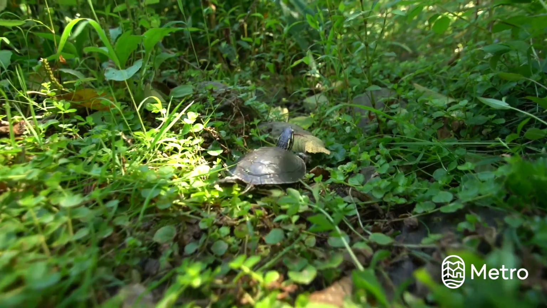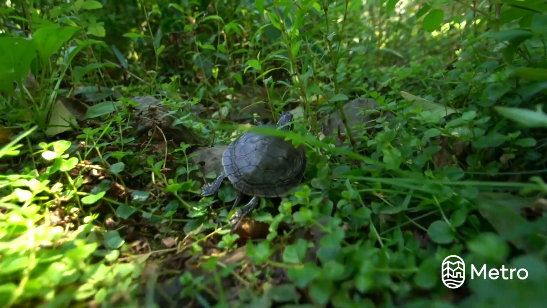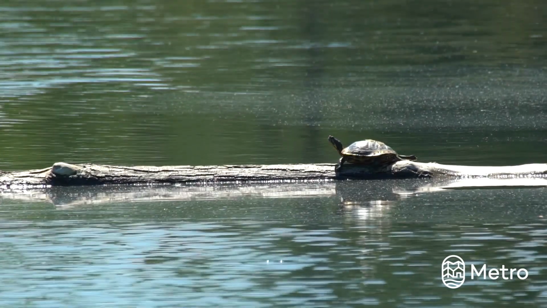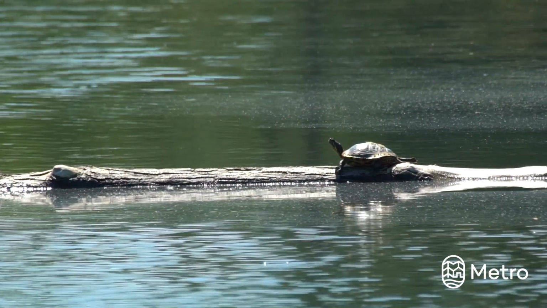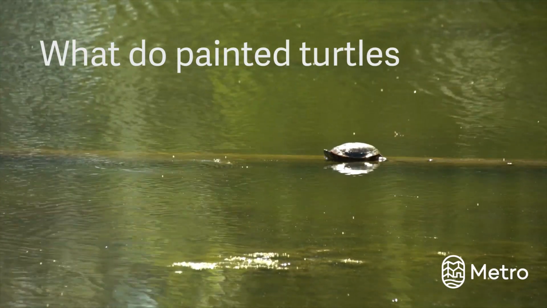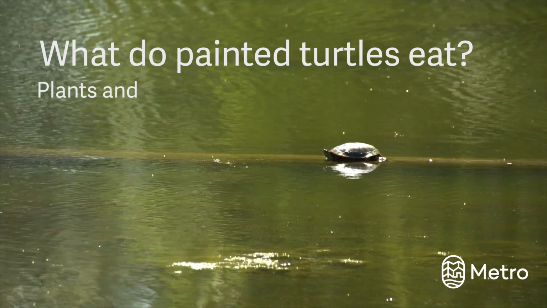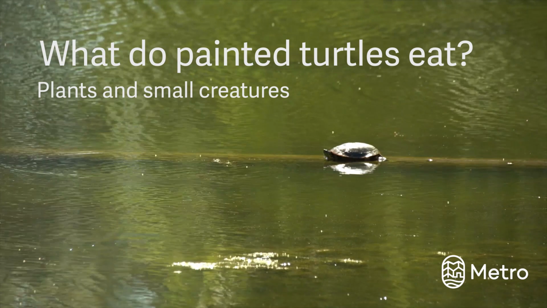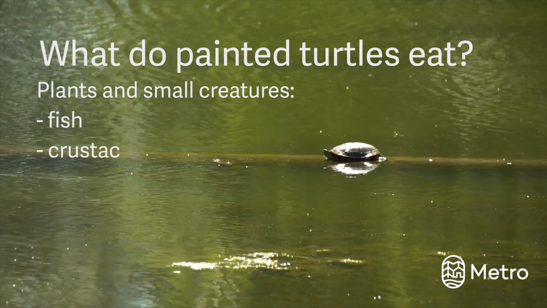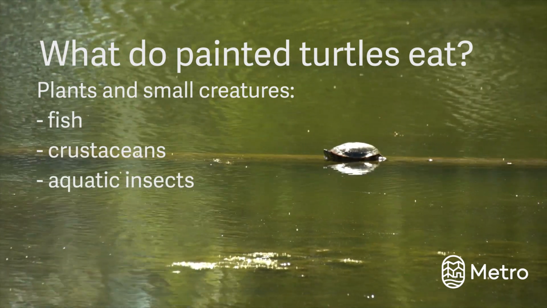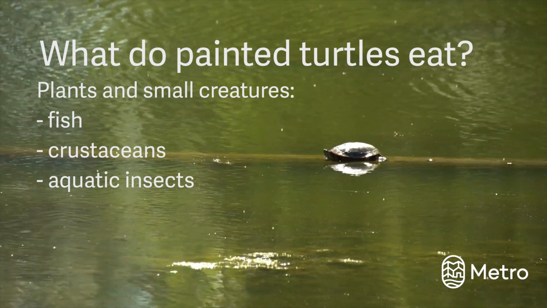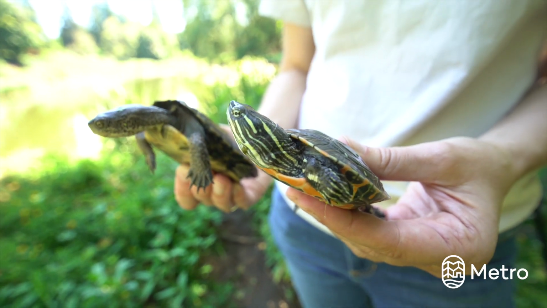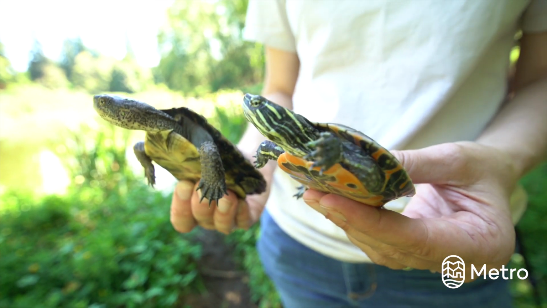Painted turtles are one of the most common turtles in North America. This turtle lives in ponds, lakes, marshes, and slow-moving rivers. Painted turtles feed mainly on plants and small animals such as fish, crustaceans, and aquatic insects. Turtles don't have teeth, but instead they have horny ridges that are sharp on their upper and lower jaws.